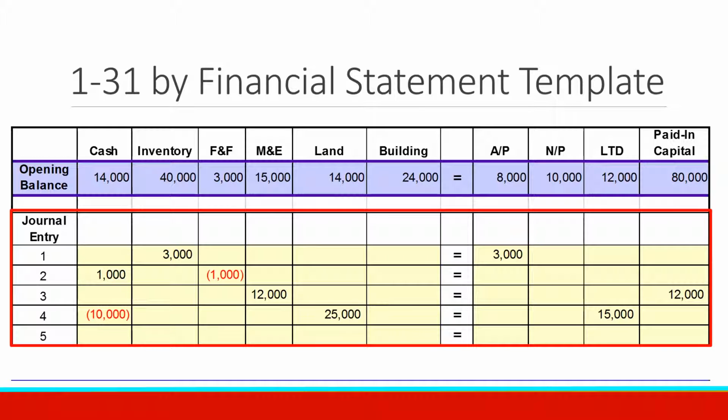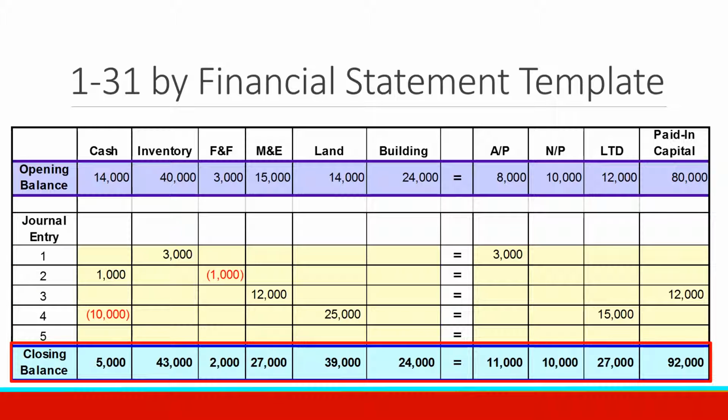The next step in the process of using a financial statement template is to record individual transactions or journal entries. We'll be doing that for this example in a moment, but what you can see in the red box right now is the section highlighted where those transactions will be recorded. One transaction will be reported per row.